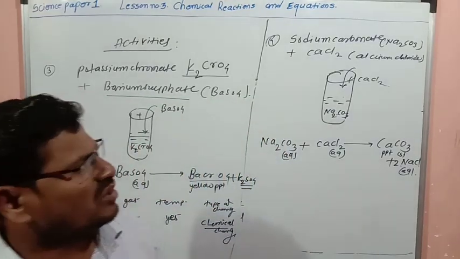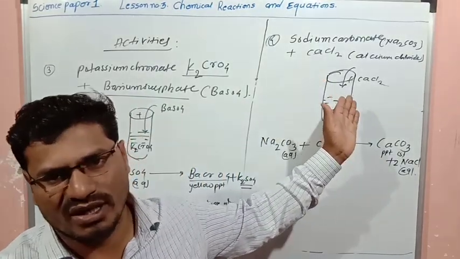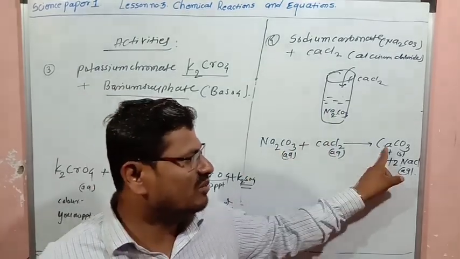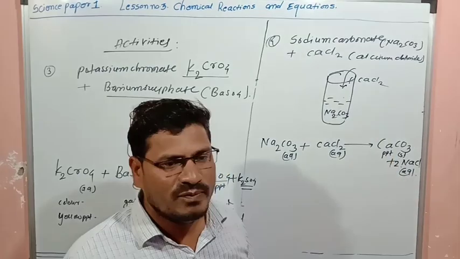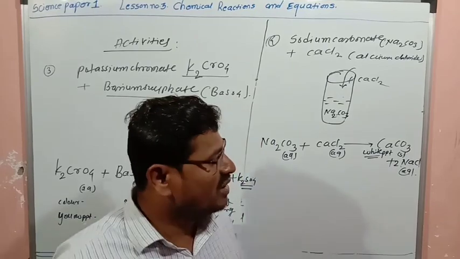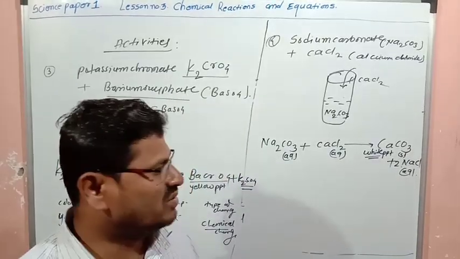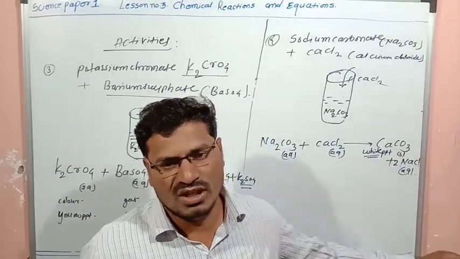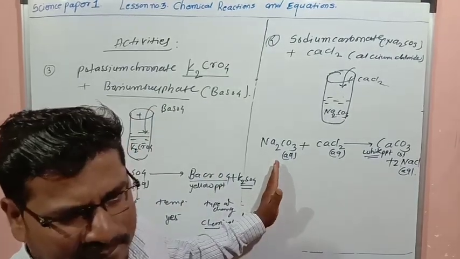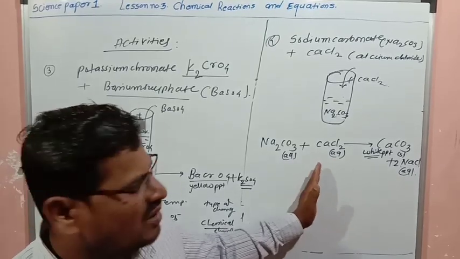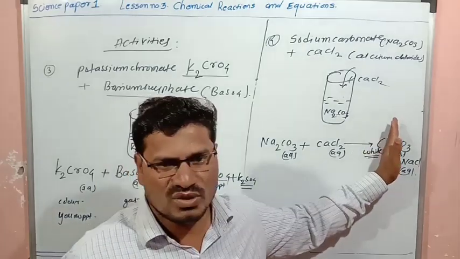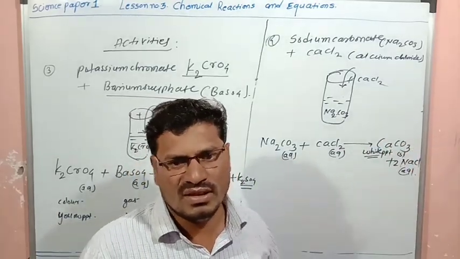So in case of sodium carbonate and calcium chloride, a chemical reaction will take place. Na2CO3 plus CaCl2 will form CaCO3, and here a white ppt will be produced. Insoluble mass will be produced plus NaCl will be produced. So this one is the fourth activity. In this, color change is there, no gas is evolved, temperature of the vessel also increases, and the last one is that this is a chemical change.